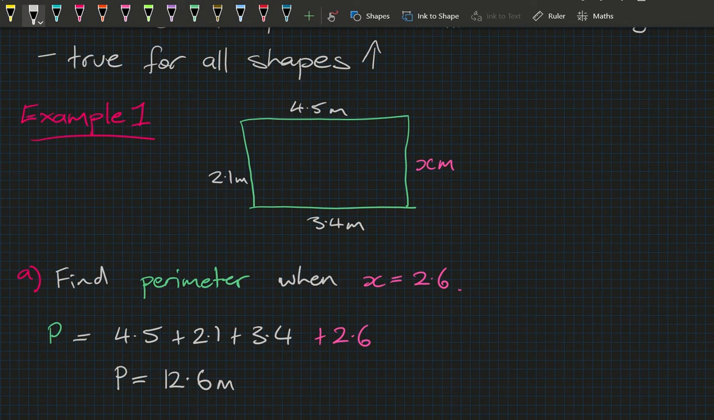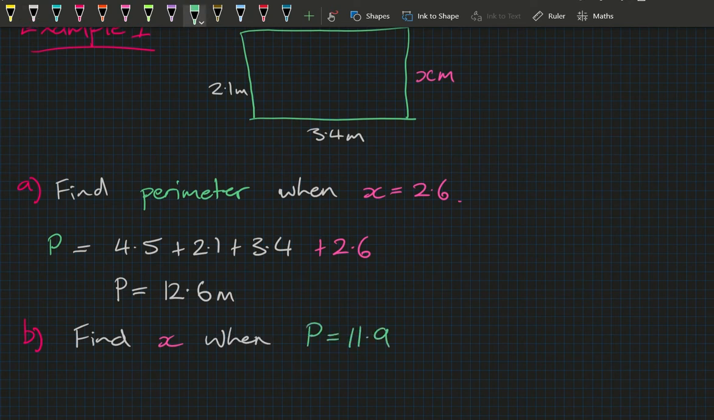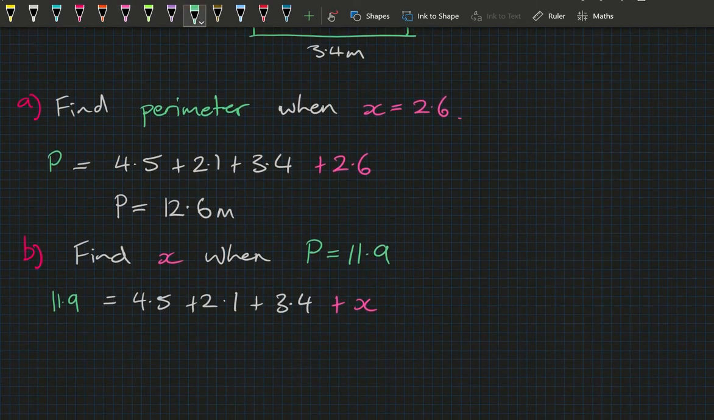Let's move straight on to part B, where we'll be finding x when we know that the perimeter is equal to 11.9. So because we know the perimeter is equal to the sum of all the sides, let's just write out that sum and leave x as x. So 11.9 must equal 4.5 plus 2.1 plus 3.4 plus x. And because 4.5 plus 2.1 plus 3.4 equals 10, that means that 11.9 equals 10 plus x.